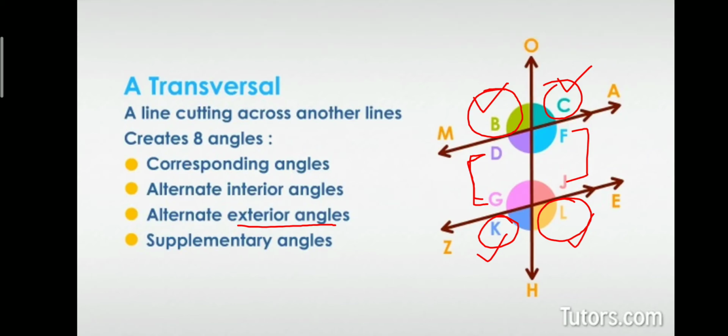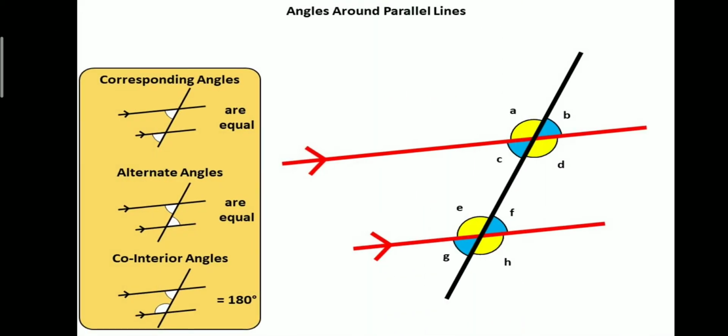So the next one is, what will happen when a transversal line cuts two parallel lines. So first of all I want to talk about parallel lines. What are parallel lines? You all studied in class 6 that parallel lines are the lines which never meet each other at any point, even if they are extended.